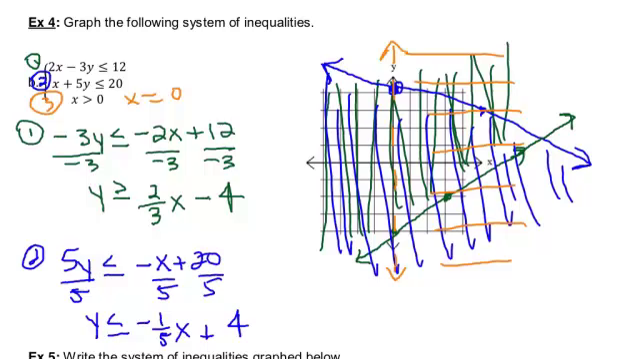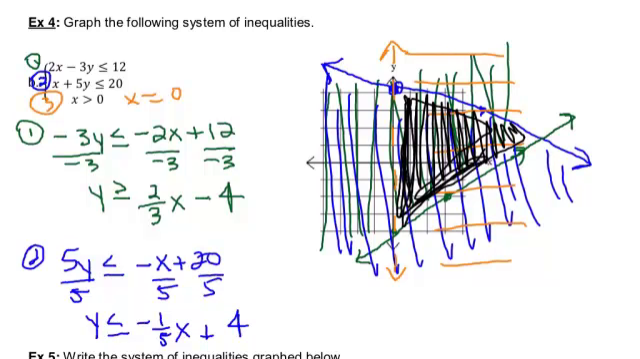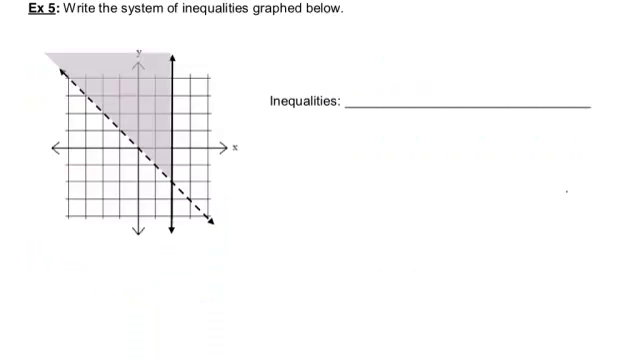Now we need to look at the area where they are all shaded together. So all three are shaded in the same part, and we know that that's going to be this triangle right here. So again, the black shaded area is our solution for this system of inequalities. In our last example, we are writing the system of inequalities that is graphed below.